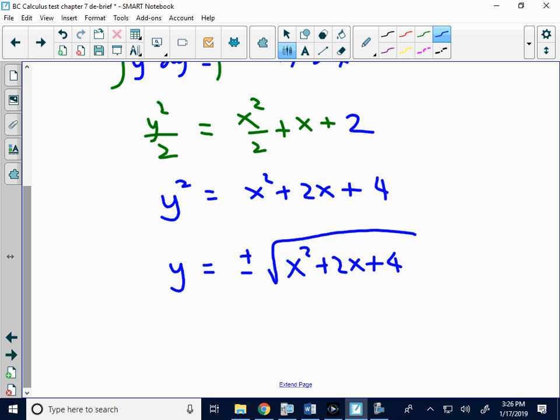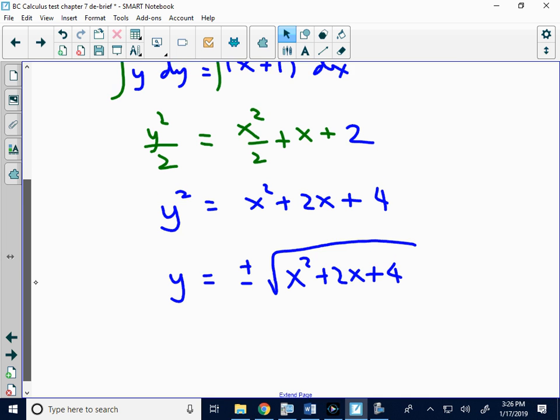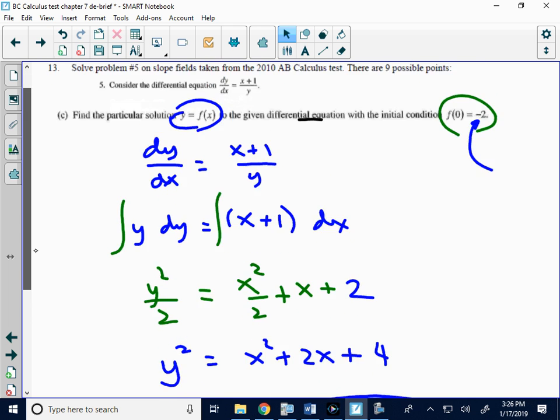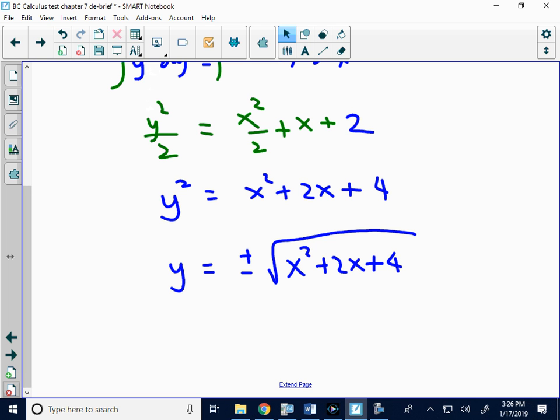I think nationwide a lot of people lost this. Y is in fact negative. We know that from the initial condition, so we have to choose the negative root. Okay, so the full solution to this one, there's the function that gives me the correct solution curve.